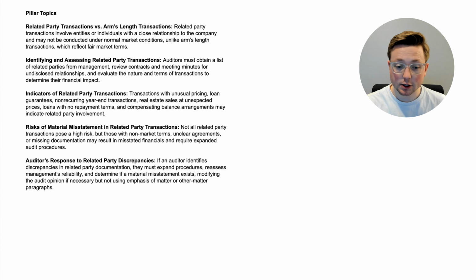And then finally, auditors' response to related party discrepancies. If an auditor identifies discrepancies in related party documentation, they must expand procedures, reassess management's reliability, and determine if a material misstatement exists, modifying the audit opinion if necessary but not using emphasis of matter or other matter paragraphs. Now, that little bit right there is something I'm going to talk about with the pro members in the next 5 questions of the video.